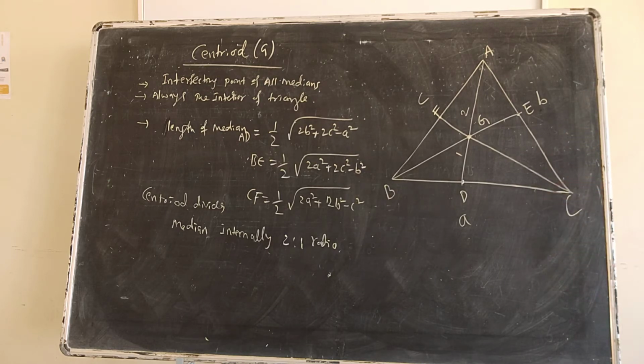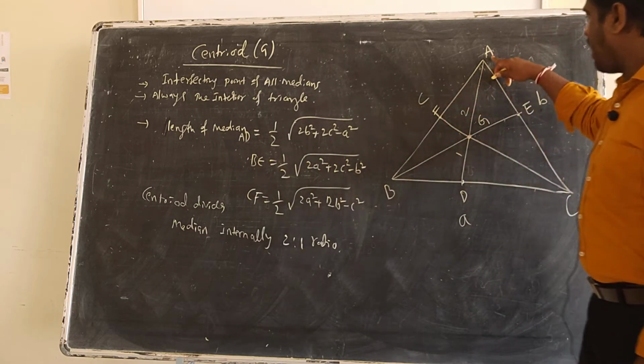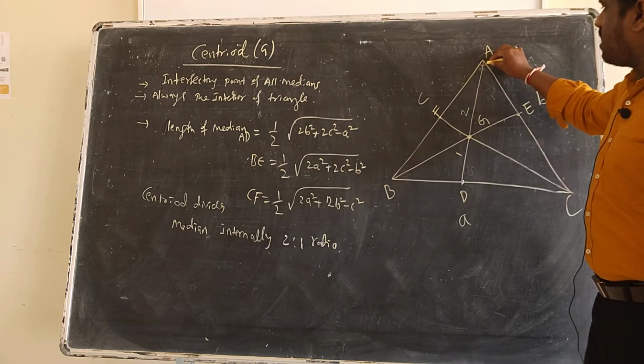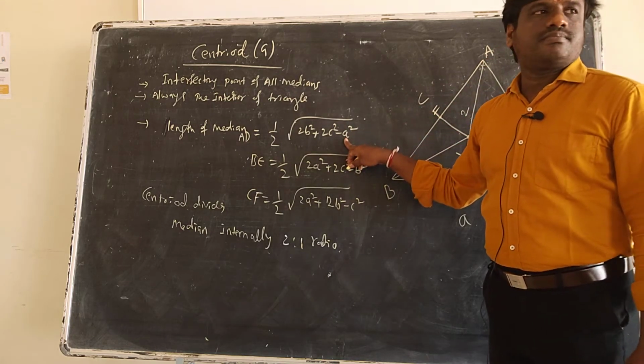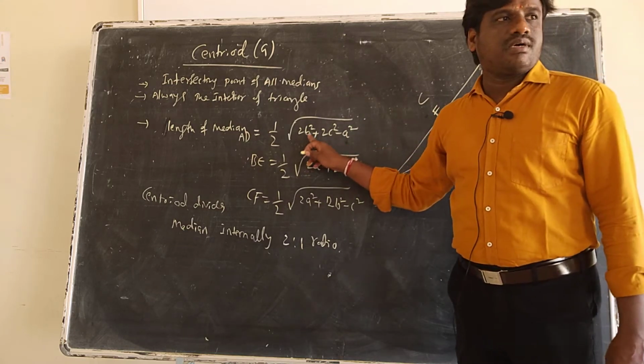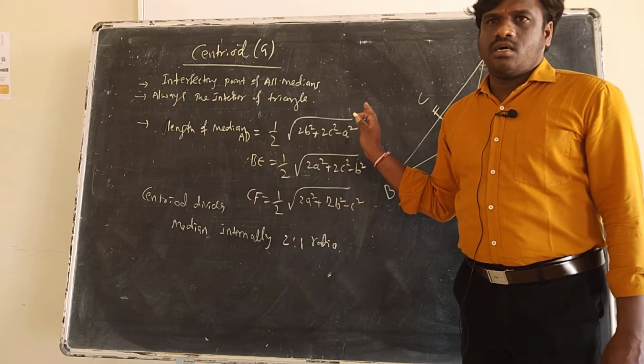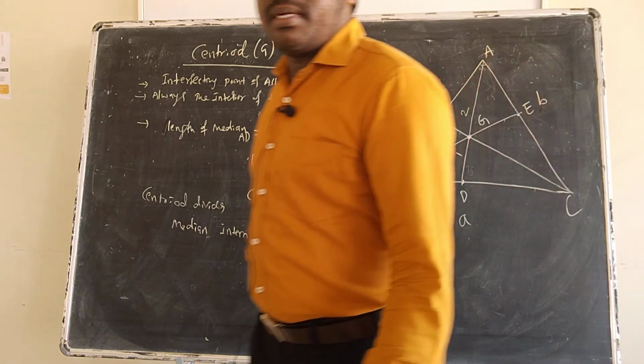So you have this formula: length of the median is equal to half into under root of 2b square plus 2c square minus a square. So just see this one, AD means, see this, AD this one, so the angle is here, so that angle is subtracting. And for the rest of the sides you are getting 2 times b square, 2 times c square. So just remember this formula, okay. If you want to know how you got it, I will explain.